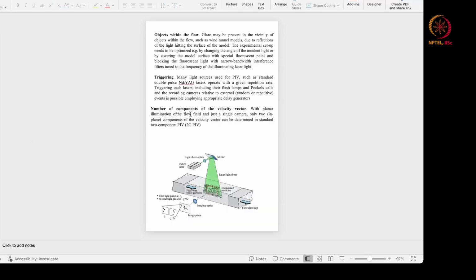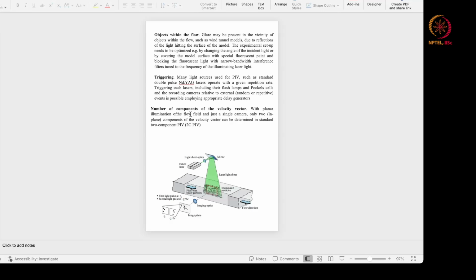So other points are the objects within the flow. For example, glare may be present in the vicinity of the objects within the flow, such as wind tunnel models, due to the reflections of the light which is hitting the surface of the model. So therefore, these act as glare points. This is due to reflection. And this experimental setup needs to be optimized by changing the angle of the incident light or by covering the model surface with paints. Sometimes special fluorescent paint is applied, and blocking this fluorescent light with a narrow bandwidth interference filter.